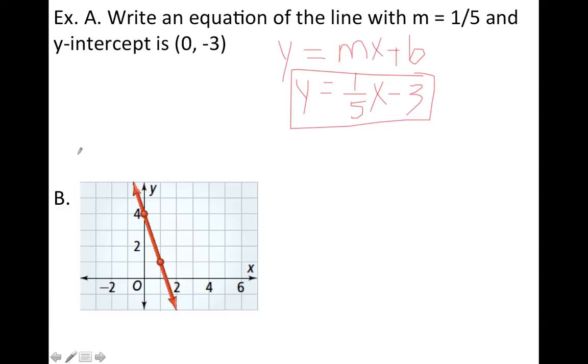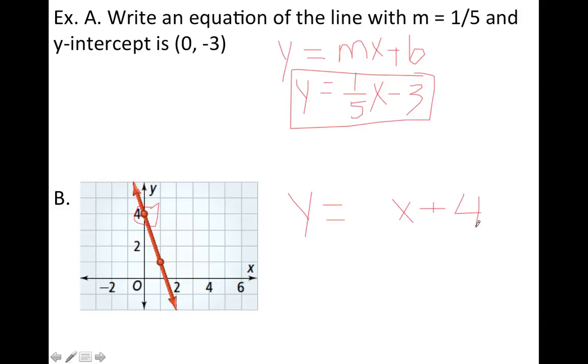For b, notice how they give it to us in graph form. We can easily identify our y-intercept since it hits our y-axis at 4. So we can already plug that in. So we have y equals, we don't know what our slope is quite yet, so leave it blank. You'll always have an x. And since we started our graph at 4, and it's in the positive direction, we'll have +4 at the end for our b, or our y-intercept.